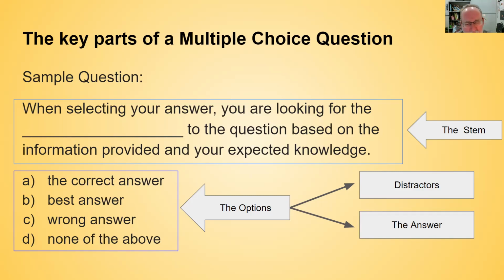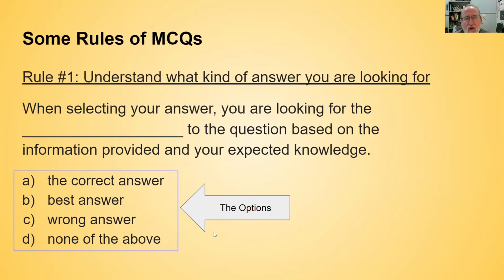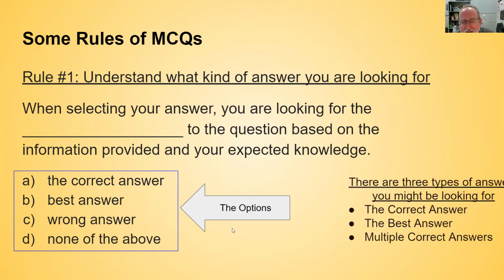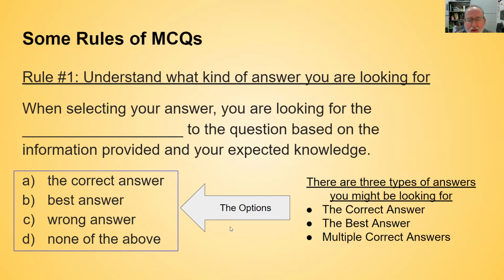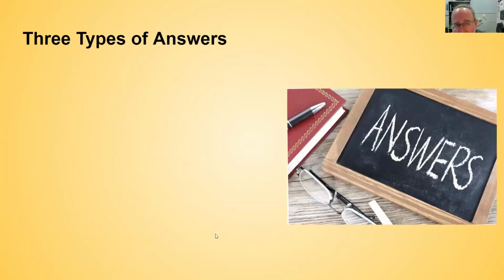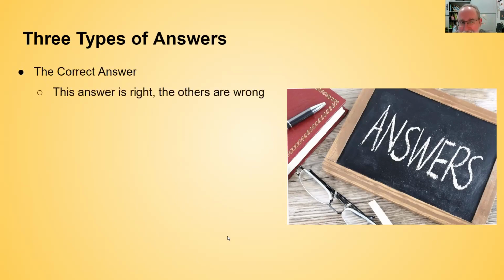And you're usually only looking for that one answer. But I want to emphasize this. You need to understand what kind of answer you're actually looking for. When you have these options, there's actually 3 different types of answers you might be looking for. The correct answer, the best answer, or sometimes multiple correct answers. So let's break those down a little bit. The types of answers. The correct answer. This is the right one, everything else is wrong. You're looking for the correct answer.